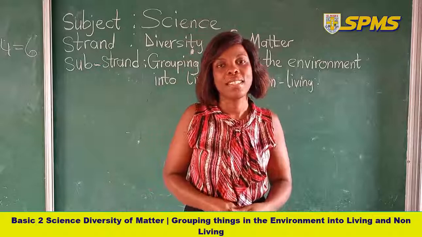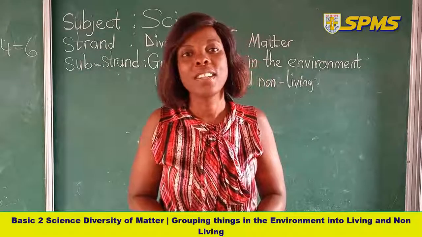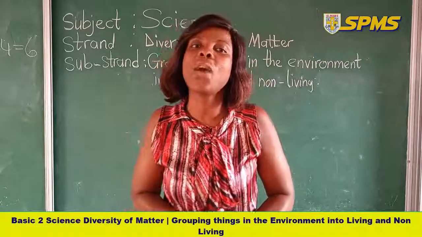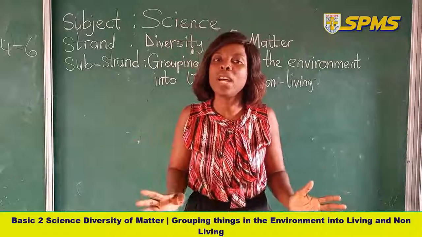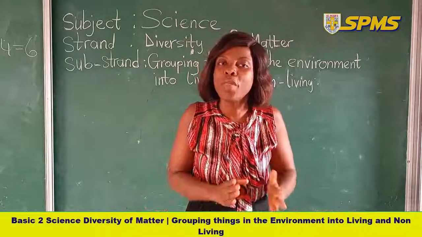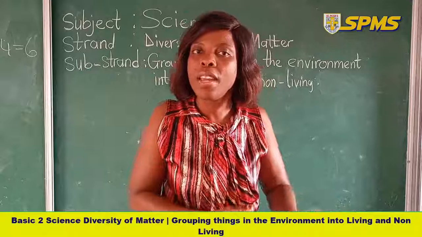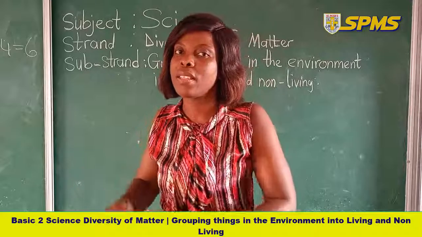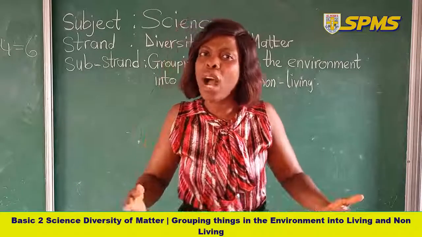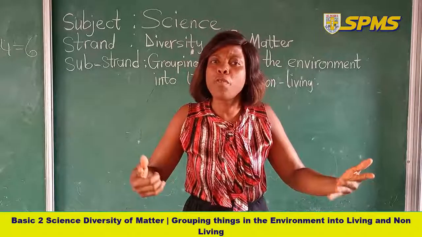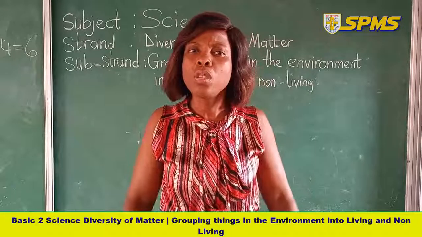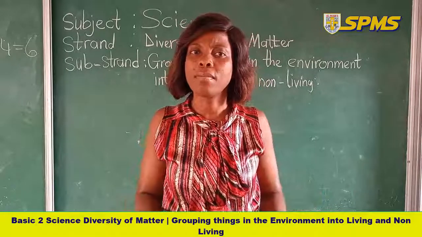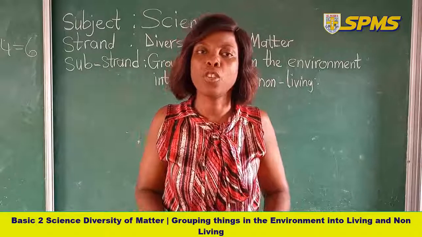Alright, get your jotters. Try and list the things you have around you in your locality. Group them into living and non-living things. Try and look out for certain characteristics we've talked about on your things you've collected and list them in your jotter.